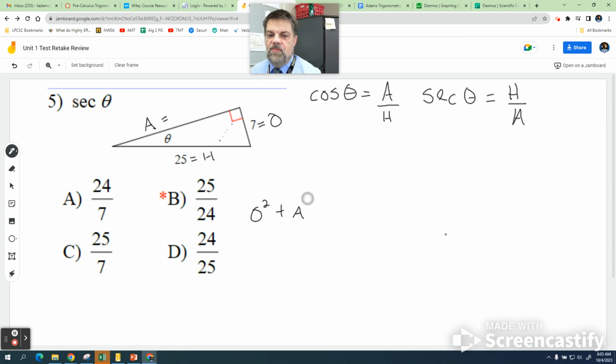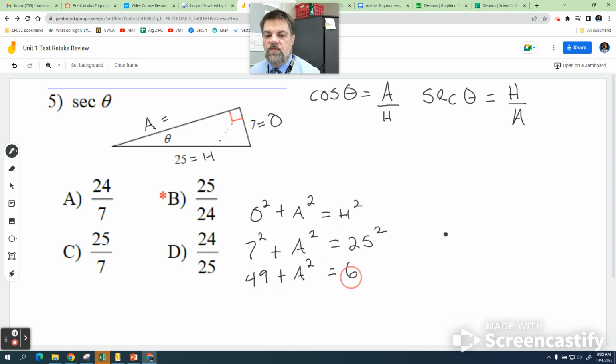So I'm going to say the opposite squared plus the adjacent squared is equal to the hypotenuse squared. 7 squared plus a squared is equal to 25 squared. This is 49 plus a squared is equal to 625, yeah? Somebody double check that on their calculator. Okay, good. I wrote 45. Why did I write 45? It's 49.